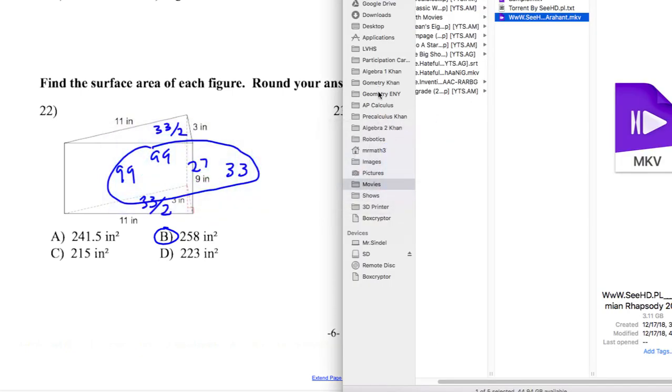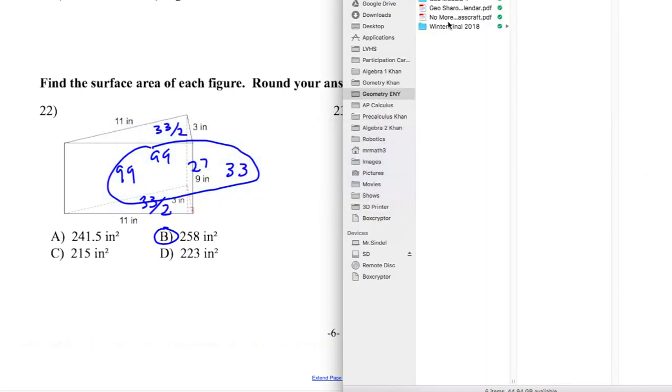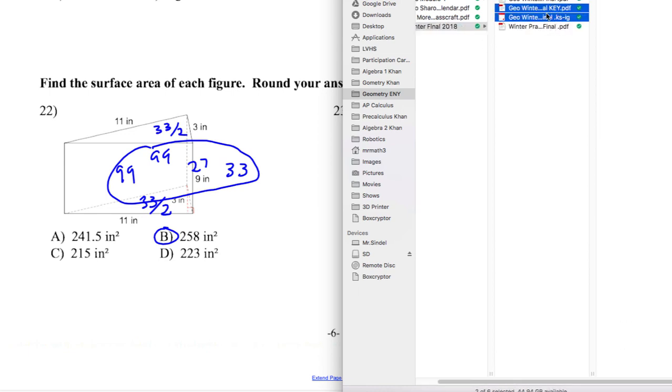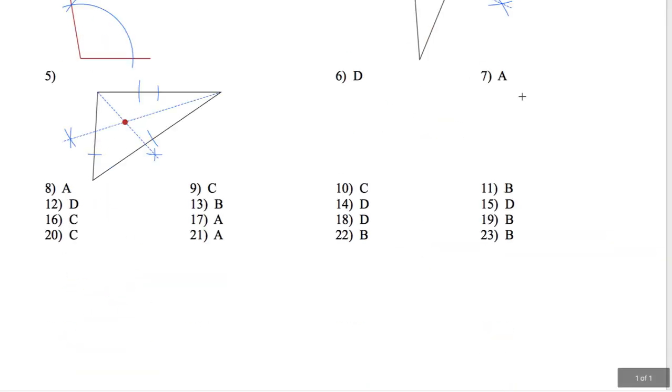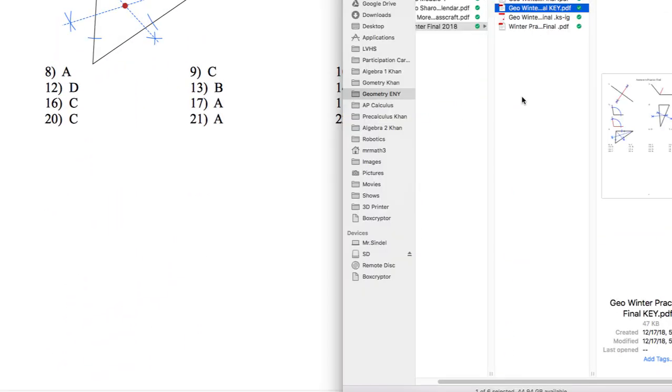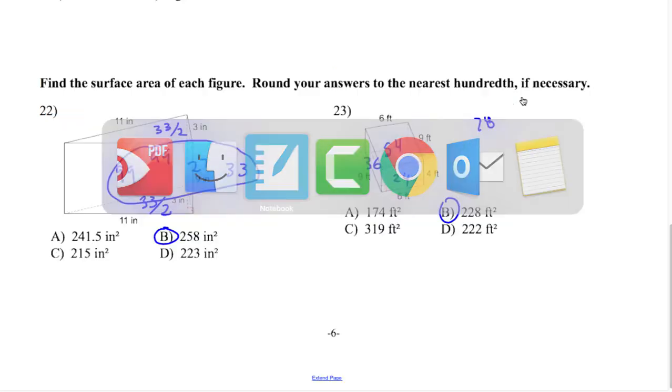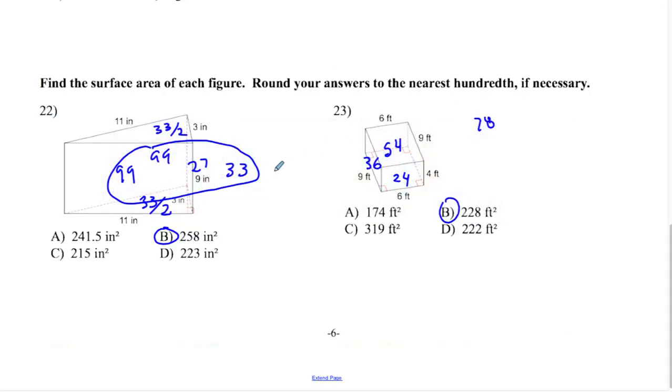I'm going to come here to my geometry winter final key. And open up Hue. Let's see what the answer to number 22 is. 22 was B. So if I come back here, 22 is B. Cool, I got all the right answers.